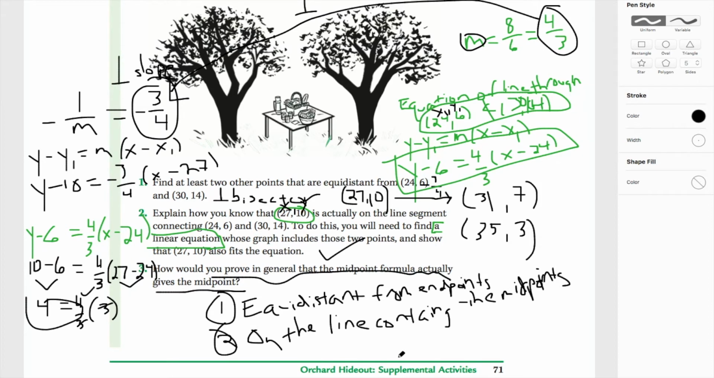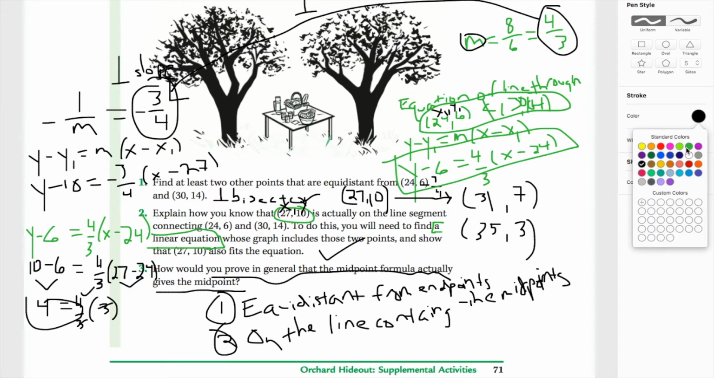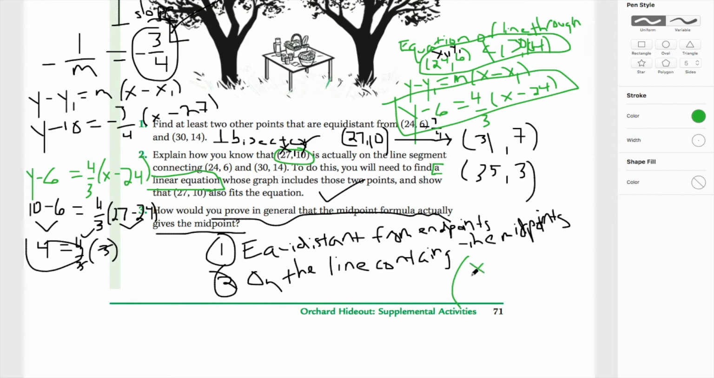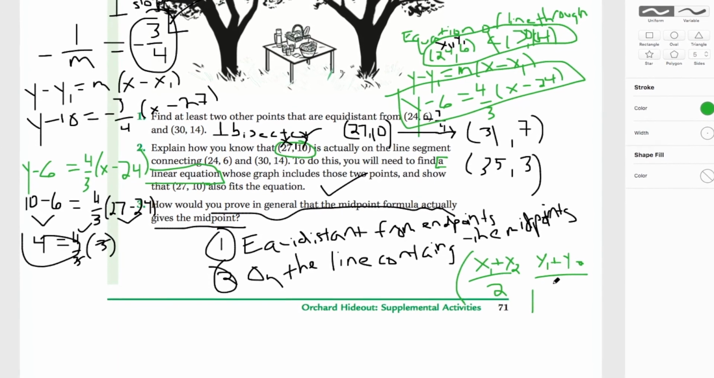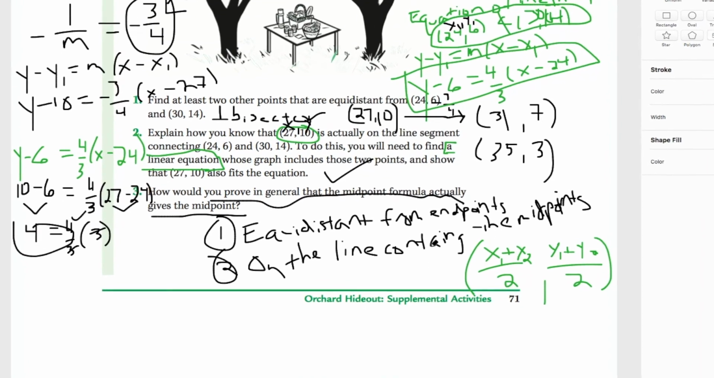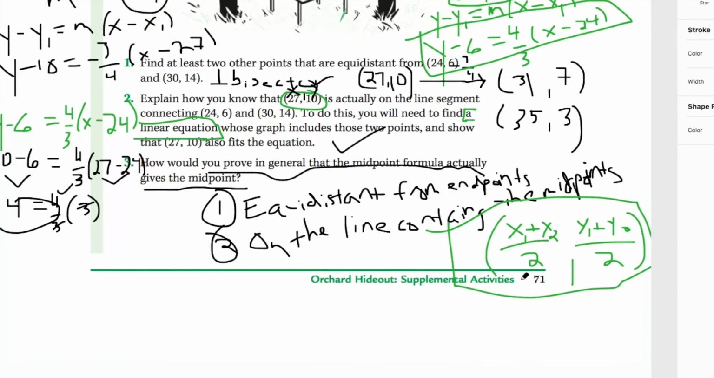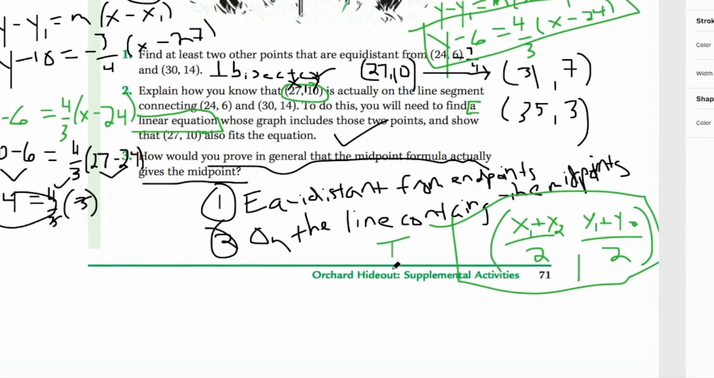So by going through this exercise and showing that (27, 10) was in fact the midpoint, let's bake this in here. This is our midpoint formula. This is what we're going to use. Remember, we found (27, 10) because we averaged our x coordinates. We did 30 plus 24 and divided that by 2 to get 27. And then we averaged our y-coordinates. We did 6 plus 14, and then we divided that by 2 to get 10. And this is our midpoint formula. And then we proved that was on the line. We proved they're equidistant. So let's accept this. We'll consider this a theorem.